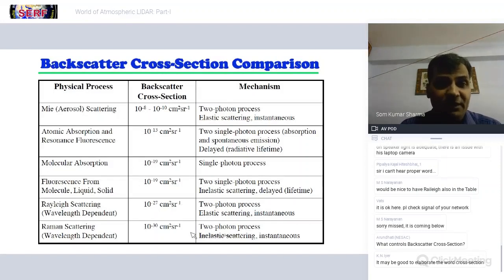So please remember, there is a similarity between Mie scattering and Rayleigh scattering because they are almost similar except for the scattering cross section. Both are two photon processes, elastic scattering, and they are instantaneous. But if you go to Raman scattering, there are two major differences. The scattering cross section is smaller in Raman scattering. Raman scattering is also a two photon process, and it is inelastic scattering. This is a major difference. Inelastic, and this is also an instantaneous process.